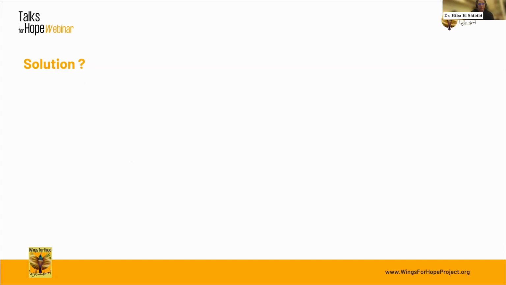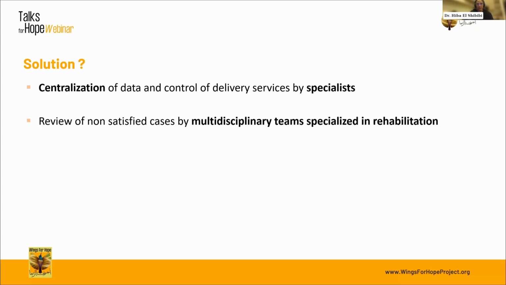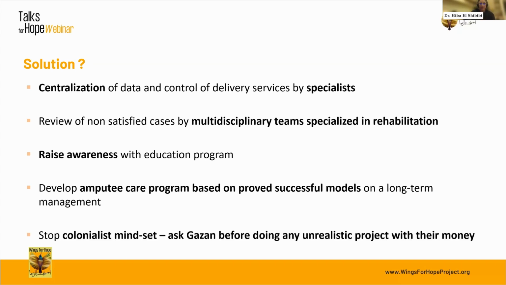So what are the solutions? We need centralization of data, and we need to control the delivery of services by specialists, people that understand what is needed. We need to review non-satisfied cases by a multidisciplinary team specialized in rehabilitation. We need to raise awareness with an education program for the patient. We need to develop amputee care programs based on proven successful models that already exist and are working for long-term management. And I have to speak about that: we have to stop the colonialist mindset.